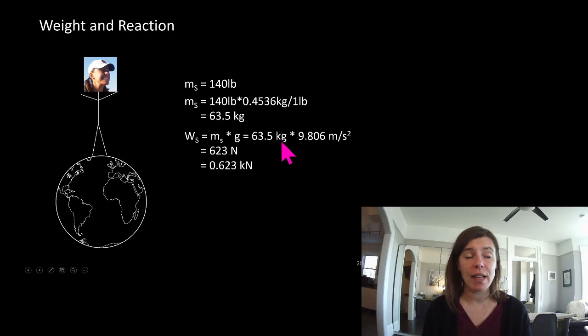We know my mass is 63.5 kilograms, so 63.5 times 9.806 meters per second squared gives us kilograms meters per second squared, which we know is newtons. So Shannon's weight is 623 newtons, or if we wanted to talk about it as kilonewtons, 0.623 kilonewtons. So Shannon, with a mass of 140 pounds, or 63.5 kilograms, those are equal to each other, is the same as the weight of Shannon on Earth being 0.623 kilonewtons.